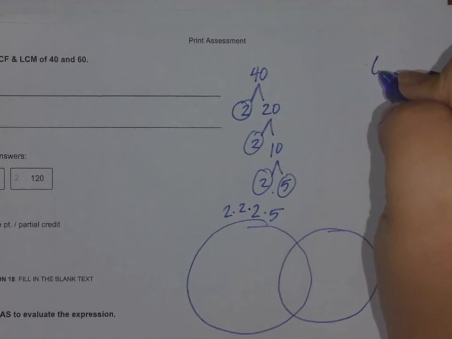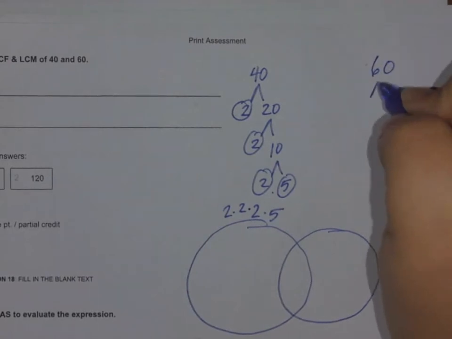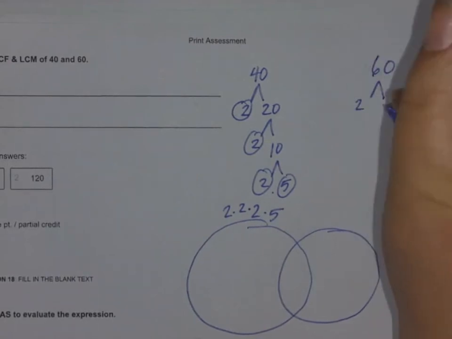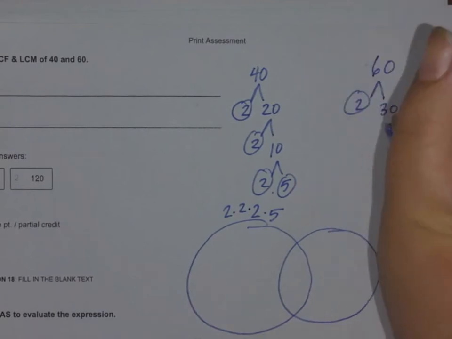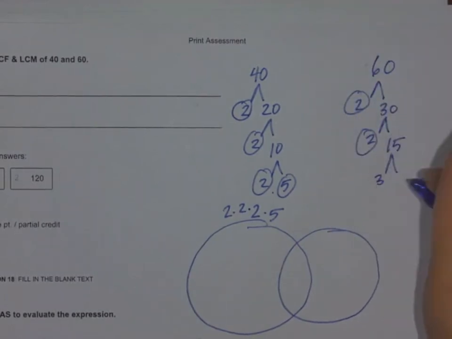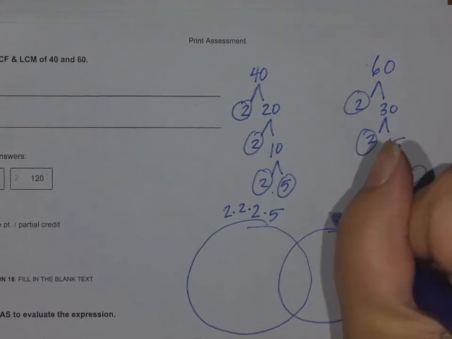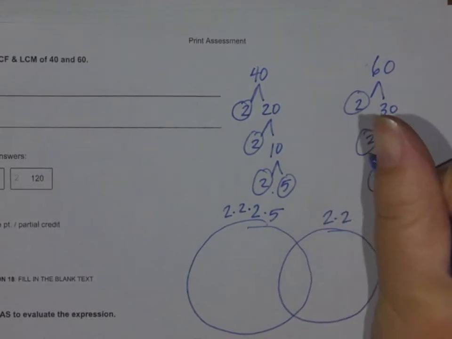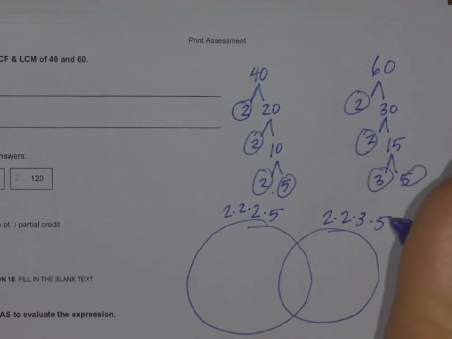Okay, and then we have 60. We're going to do 60 is 2 times 30. I'm just going to stick with my 2's. 30 is 2 times 15, and 15 would be 3 times 5. So my prime factorization for 60 is 2 times 2 times 3 times 5.